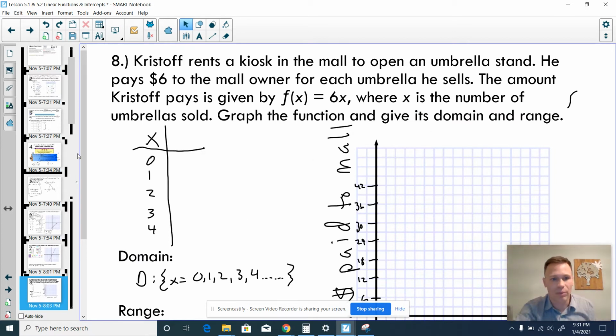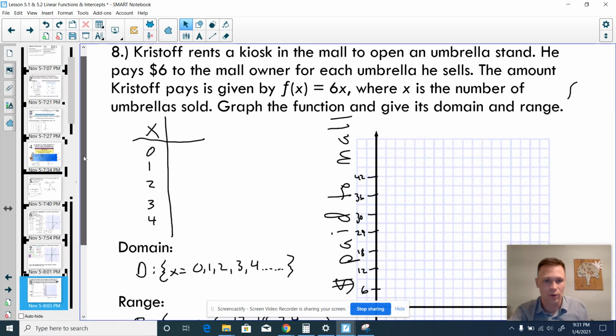I have a problem set up here. This is going to be a word problem about Christoph selling umbrellas. So Christoph rents a kiosk in the mall to open up an umbrella stand. He pays $6 to the mall owner for each umbrella that he sells. The amount Christoph pays is given by the function f of x is equal to 6x, where x is the number of umbrellas that are sold. Graph the function, give its domain and range.